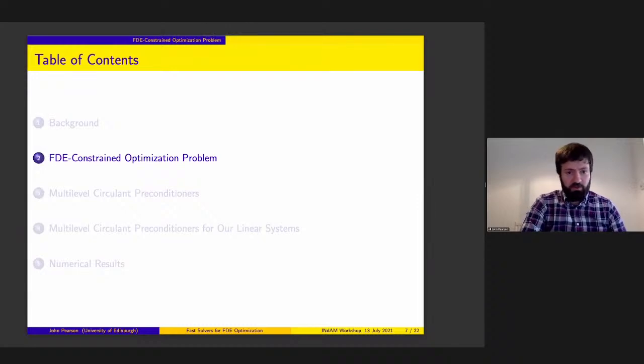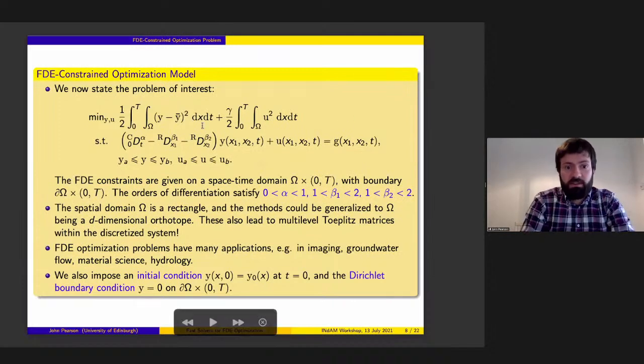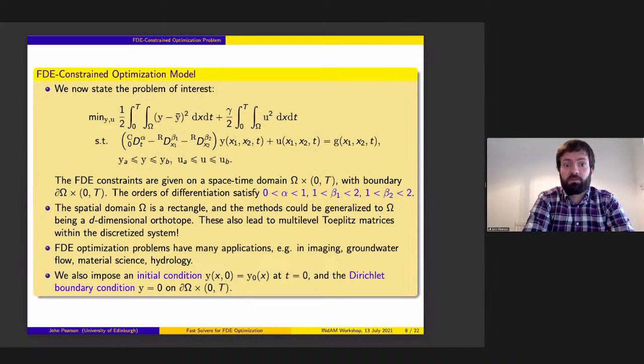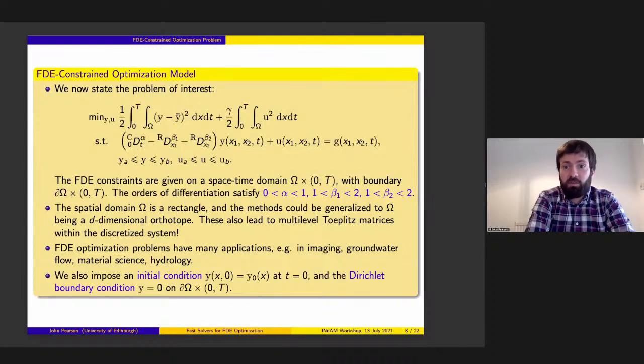So now I introduce the problem that I want to apply this to. We have this quite familiar differential equation structure here. It consists of a mix of Caputo derivatives in time and Riemann-Liouville derivatives in space. This is applied to our state variable y, but we also apply our control variable to a PDE as well as a fixed given function. And we write this in optimization form, such that we also have box constraints on y and u.